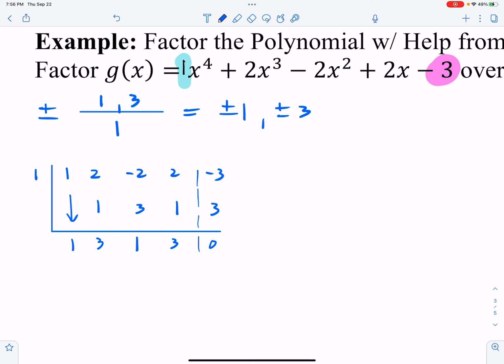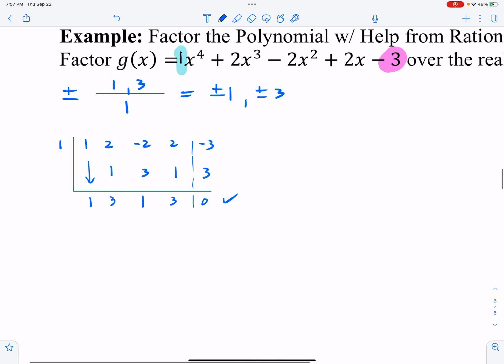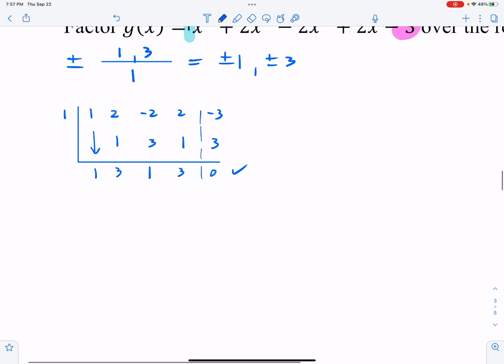Now, you can have repeated zeros, right? You can have a zero with a multiplicity more than 1. So we could test 1 again. Why don't I try that really fast? So if we test 1 again, bring the 1 down. I don't think this is going to work. Not feeling good about it. Nope. Our remainder ends up being 8. Nope.